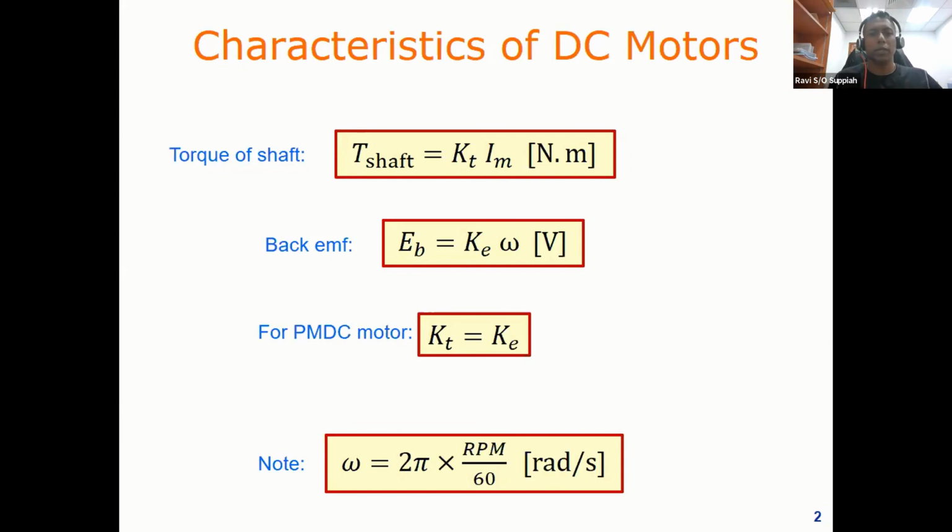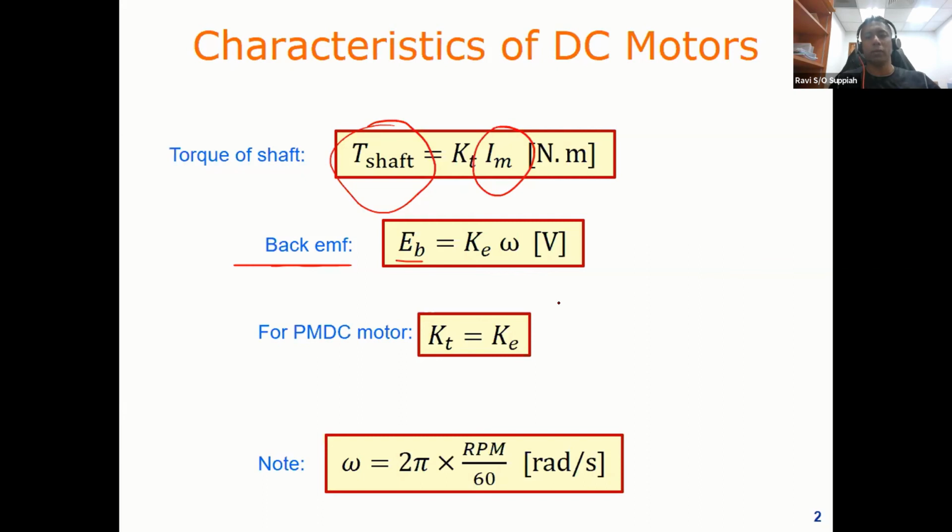We had this torque equation first that relates KT, the motor constant, and the current. The current and the torque are interlinked, so if the torque remains the same, the current will remain the same. We also saw the back EMF formula: as long as your motor is spinning, it will generate a back EMF, which can affect the amount of current flowing into the motor.